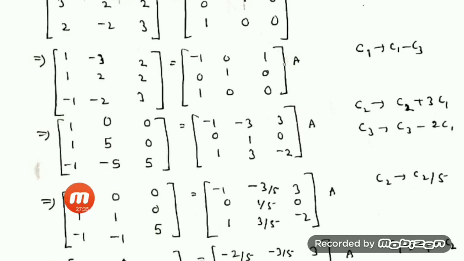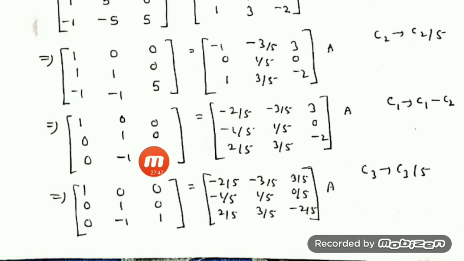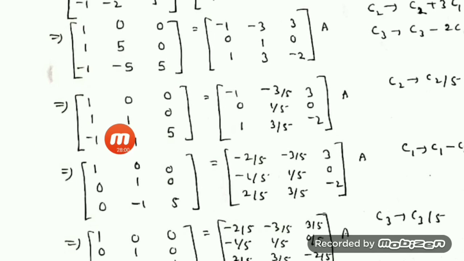Here I divide column 2 through the whole column, keeping column 1 and column 3 as it is. Column 2 divided by 5 gives 0, 1, minus 1, minus 3 by 5, 1 by 5 and 3 by 5. This is done. After getting this, I have made this element equal to 1, so now I have to make this other element equal to 0.